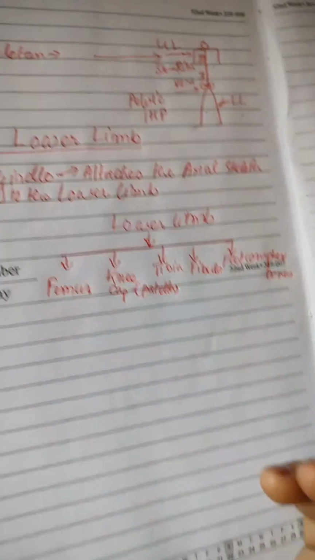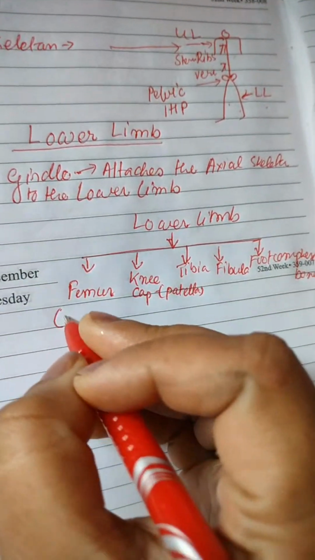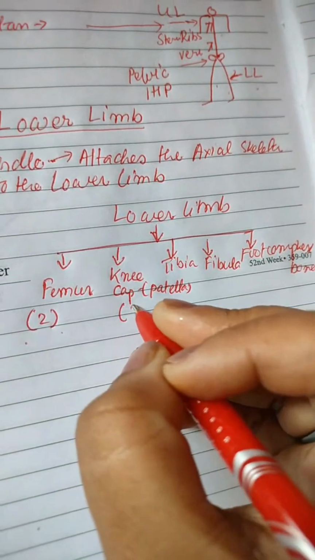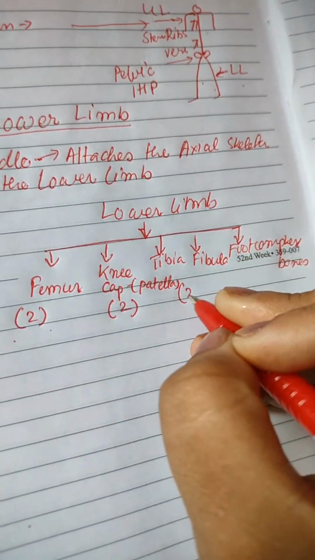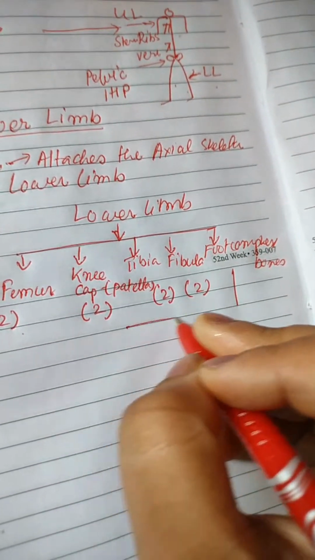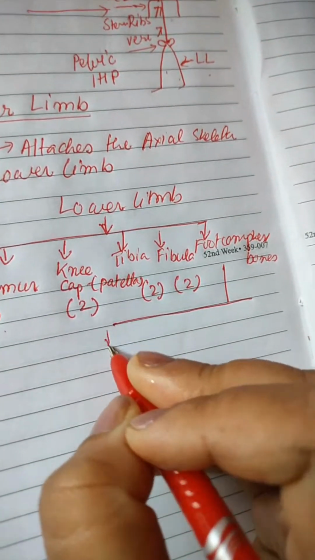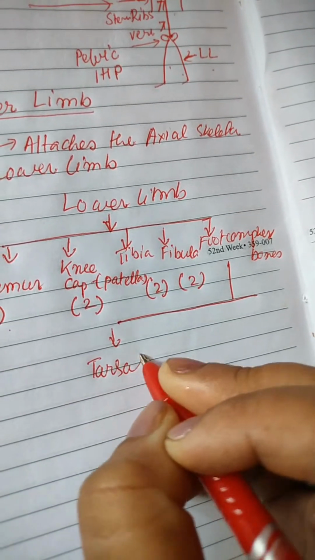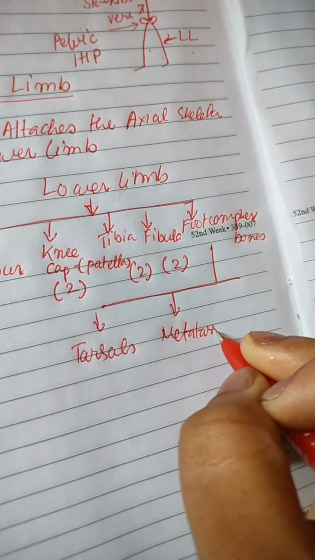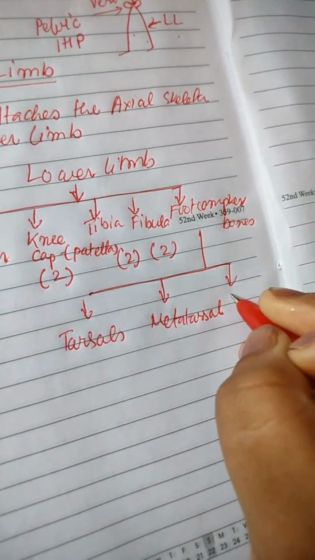Now, what is the number of femurs we have? We have two femurs, one for the right, another for the left. We have two patellae, two tibiae, two fibulae, and the foot complex comprises the tarsals, metatarsals, and phalanges.